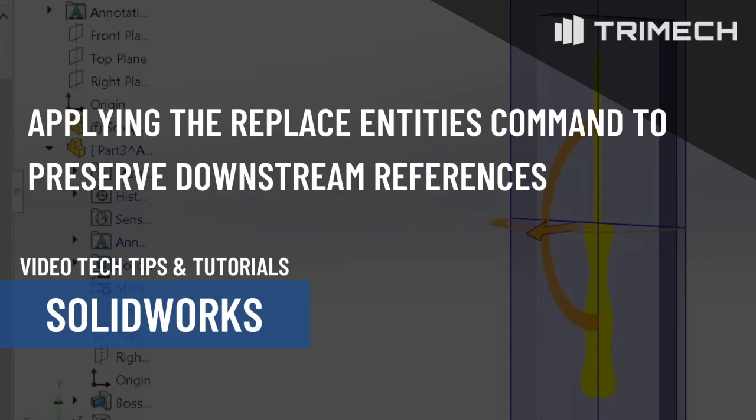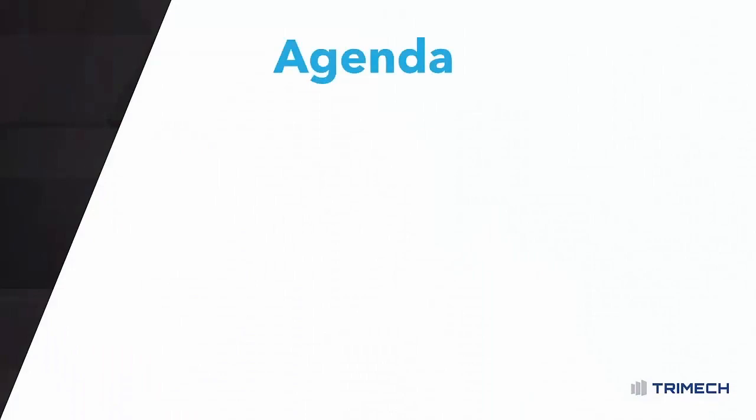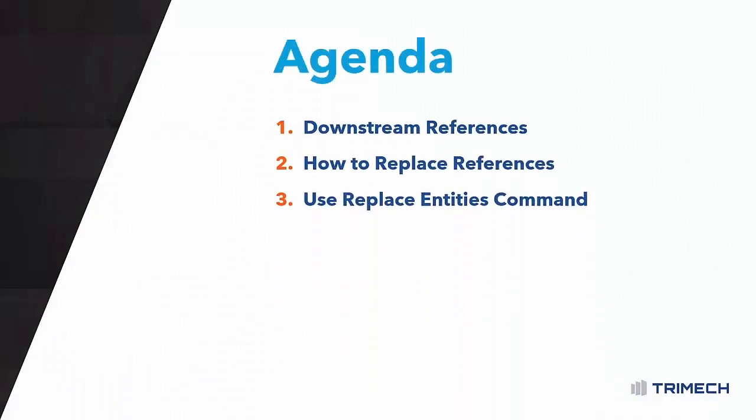Wanted to take just a minute to talk to you about how we can utilize the replace entities command to preserve downstream references in our SOLIDWORKS models. So what we're going to do first is talk about what downstream references are and how we work with them. We'll also look at how we replace those references, and ultimately we'll look at using the replace entities command and save ourselves a whole lot of work. So let's jump into the software and see how it works.